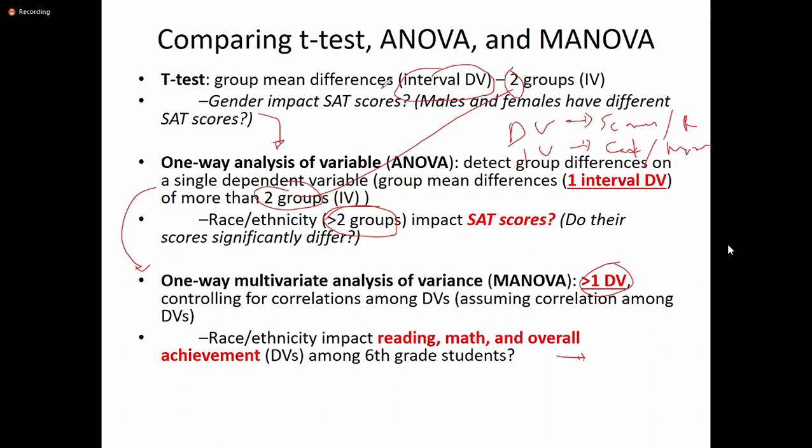Okay, so I'm back, and this is what makes MANOVA different from t-test and ANOVA. In the sense that in MANOVA, because it is multivariate, our DV is multiple, or more than one. So the M in MANOVA comes from here, multiple variables.